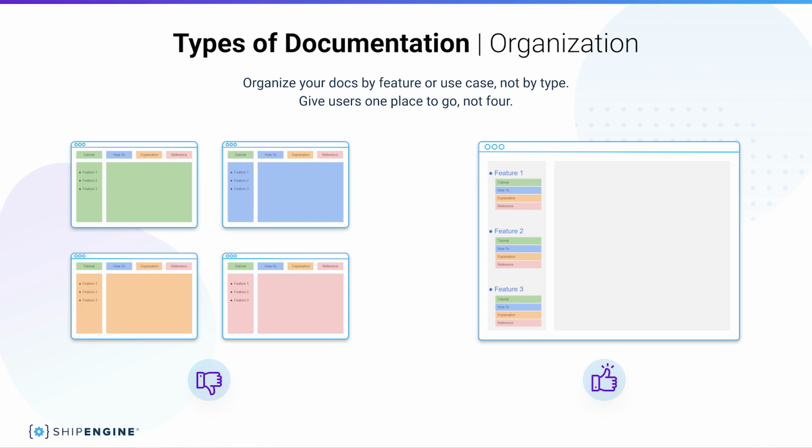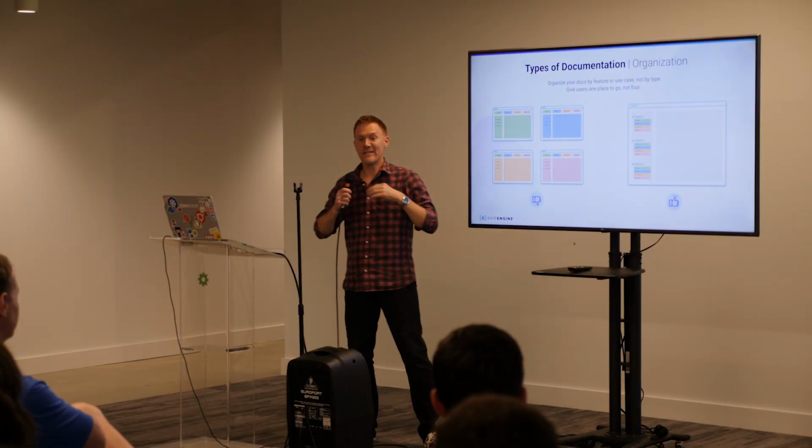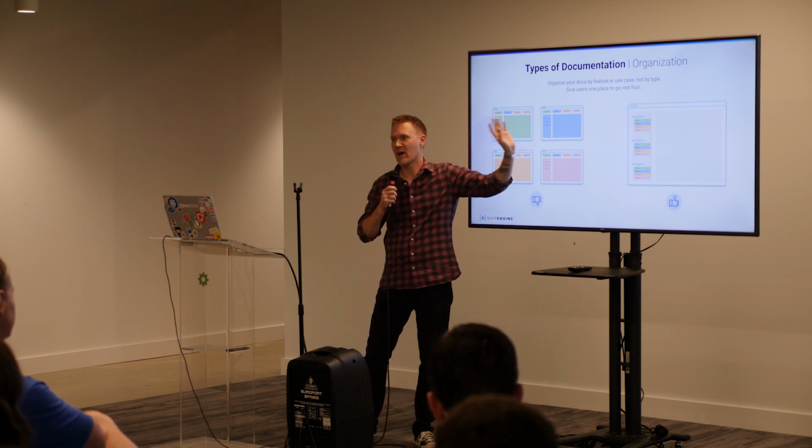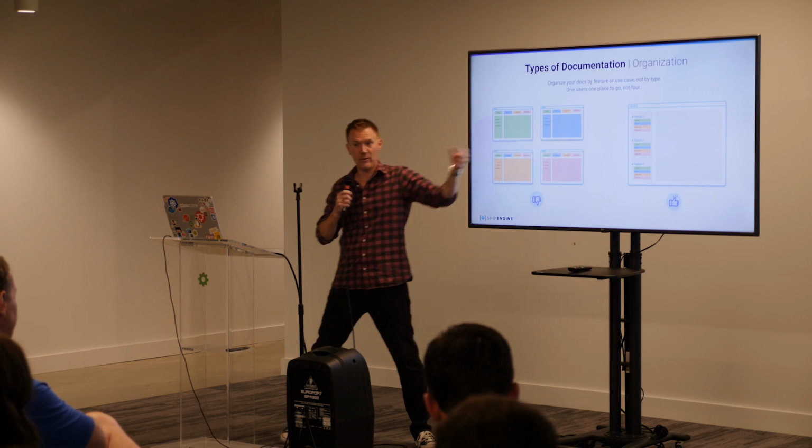One is you're forcing your users to understand how your documentation is structured and figure out that, oh, what I'm looking for is a how-to guide, so I need to go here. Really what your users want is a solution to their problem. They don't care if that solution comes in the form of a how-to guide or a reference doc or whatever. So a better way to organize your docs is by feature or by use case, where I can simply go to the documentation for feature 1, and all of the tutorials, all of the reference docs, everything about feature 1 is all grouped together.